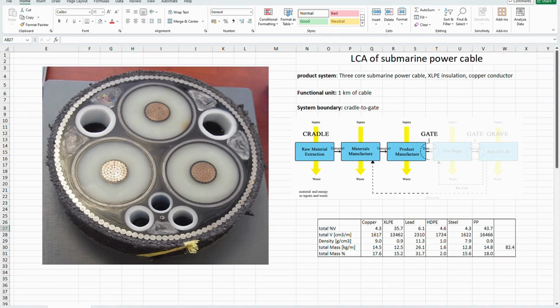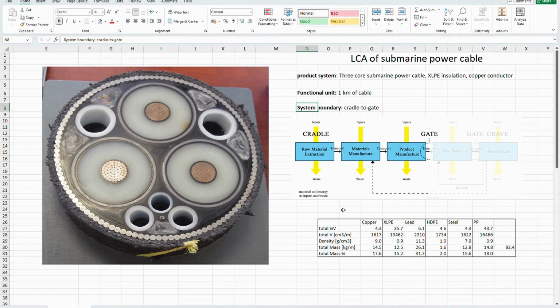First of all, we have to define the product system, that is the 3-core submarine power cable with the XLPE insulation with a copper conductor. Then we have to set the functional unit. In this case, we set 1 kilometer of cable, and the system boundary, as we said, is a cradle-to-gate approach, where the phases considered are the raw material extraction, the materials manufacture, the product manufacture, and the transport between each phase.